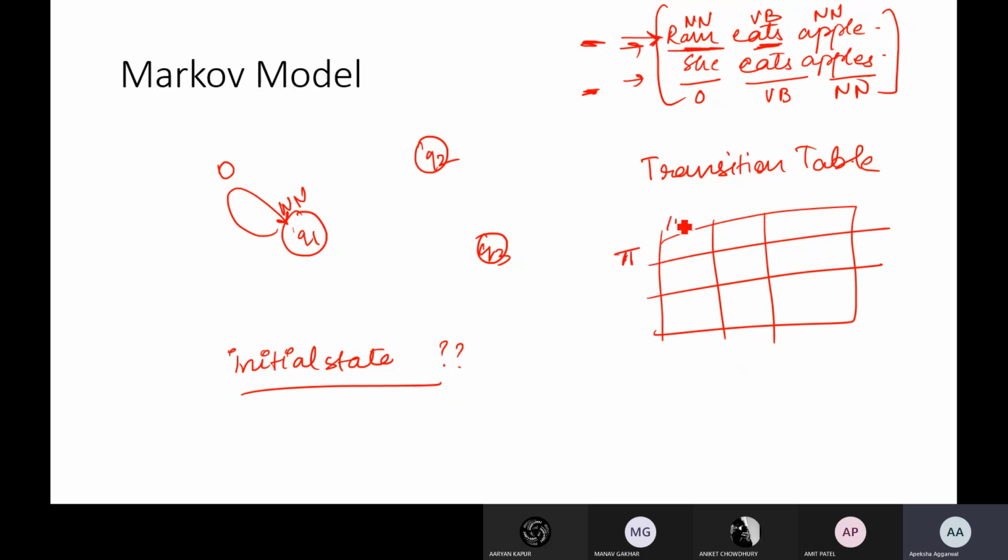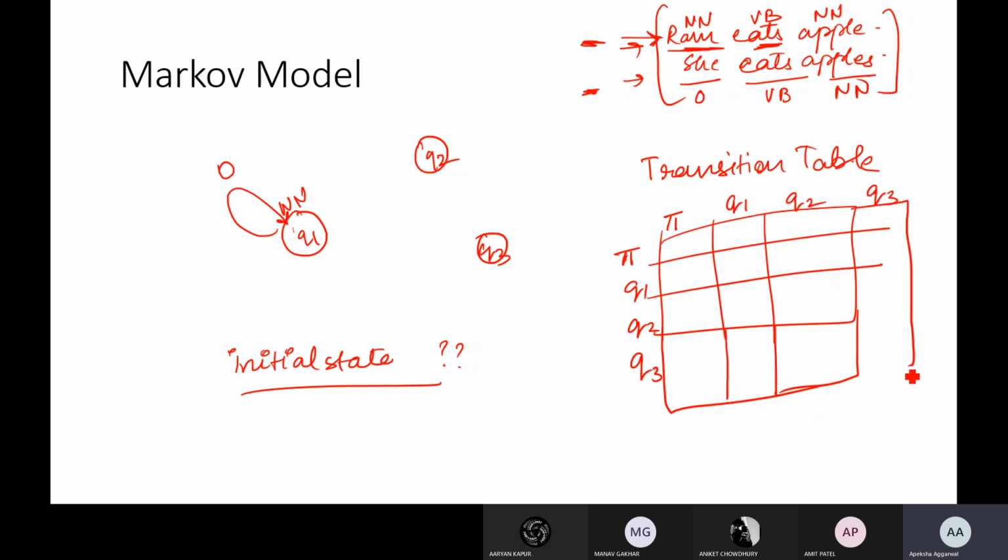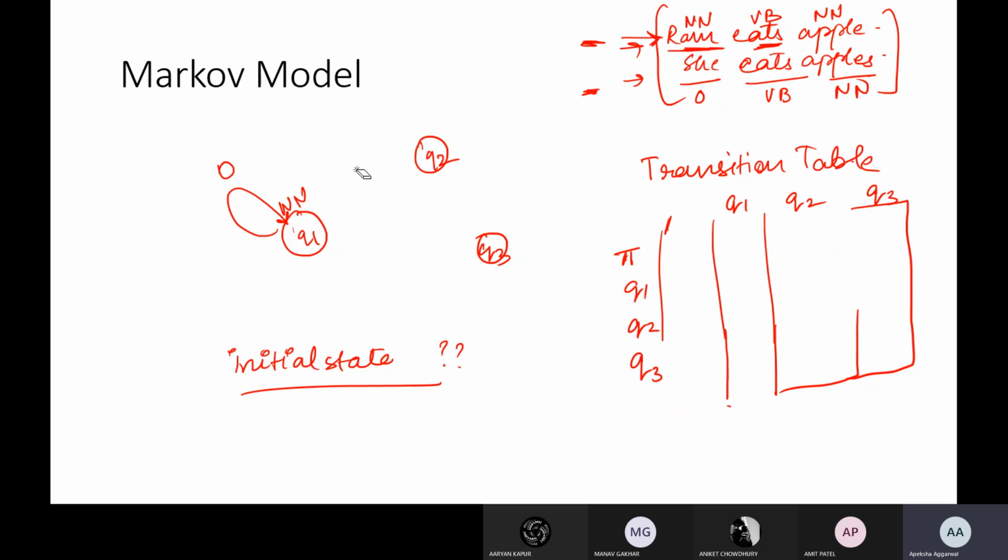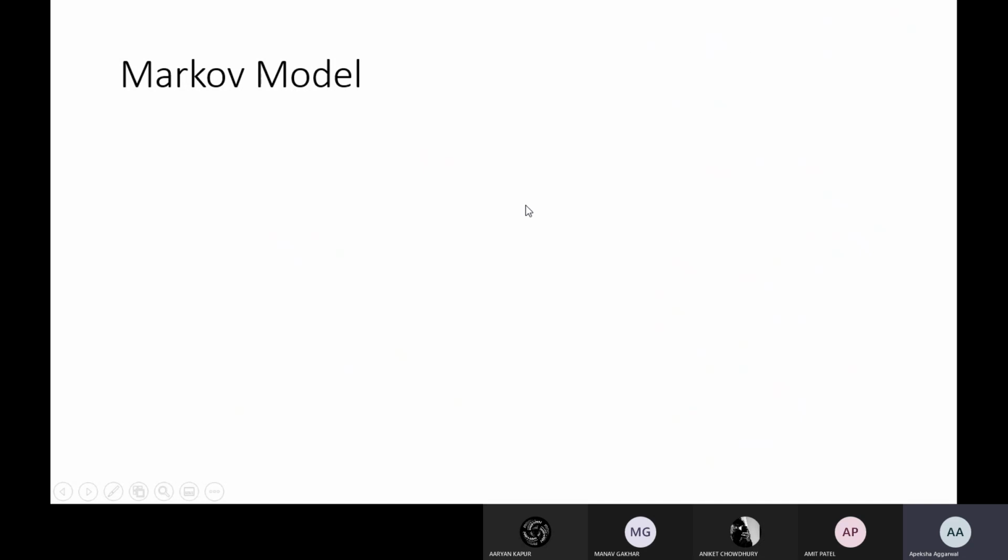Let's say I call it pi. Okay, and Q1, Q2, and Q3 were there already. So I will say, what are the chances of Q1, Q2, and Q3? Now this would be zero. Why would this be zero? Because I'm not going to the initial state ever. I'm not going to the initial state from any state, because it is an initial state. So generally we don't draw this column. We don't draw this. Okay, so I would be having only these three values.